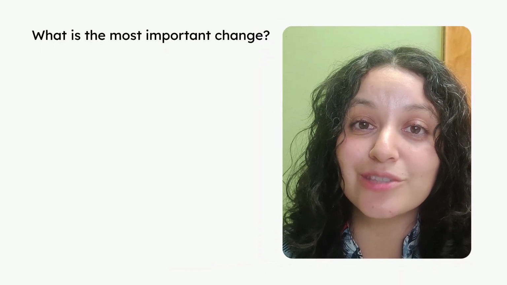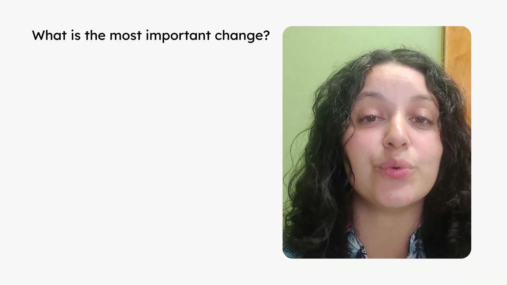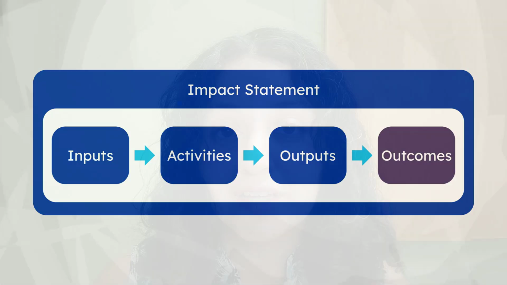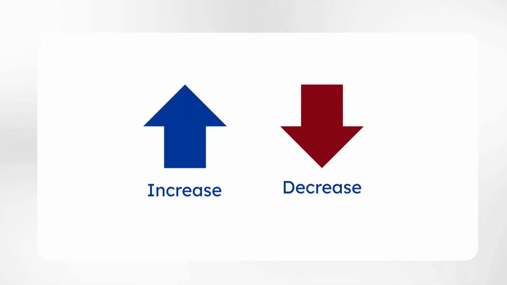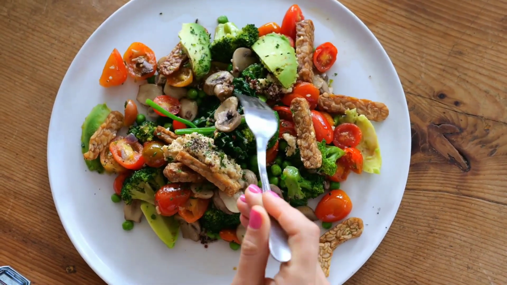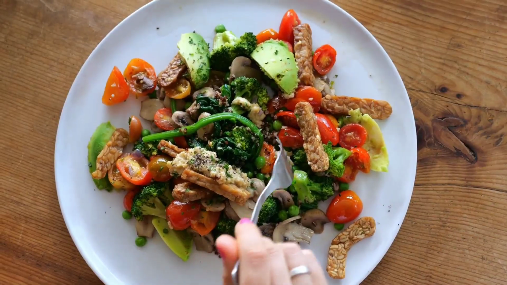The first question is, what is the most important change you want to see in your participants or your community? These are your outcomes. Outcomes are a change in something. They're an increase or a decrease. Oftentimes, they're a change in knowledge, attitude, or behavior, although there are a lot of other models you can use as well. A change in knowledge might be an increased understanding of what counts as a diabetic friendly diet.